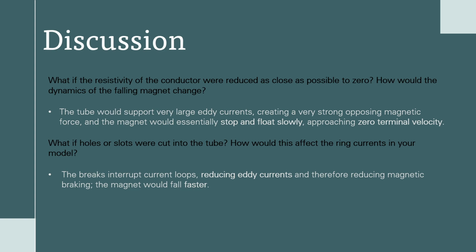What if holes or slots were cut into the tube? How would this affect the ring current in your model? This breaks current loops, which essentially increases resistance and would then reduce the eddy current to maintain conservation of energy, and therefore reduce the magnetic braking, and the magnet would fall even faster.